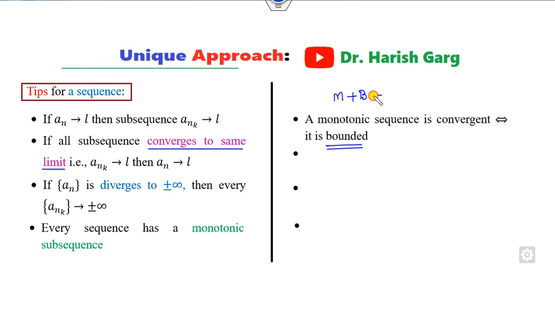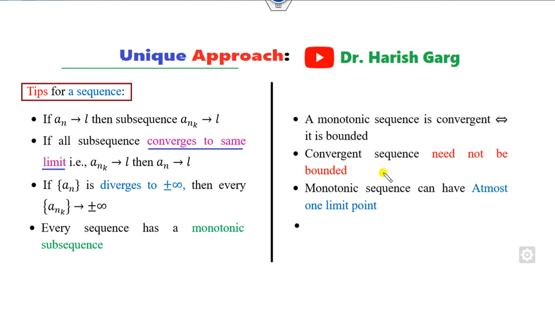Monotonic plus bounded implies convergent. A convergent sequence need not be bounded. So that's a very simple trivial cases argument, because if it is monotonic, then you can say it's bounded as well, but if it is not monotonic, then you can easily say it is not bounded.